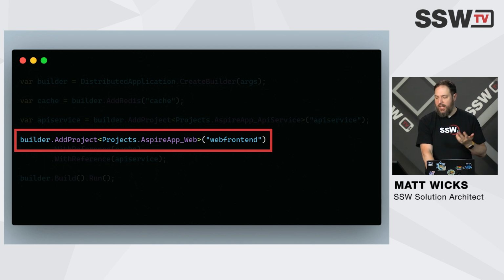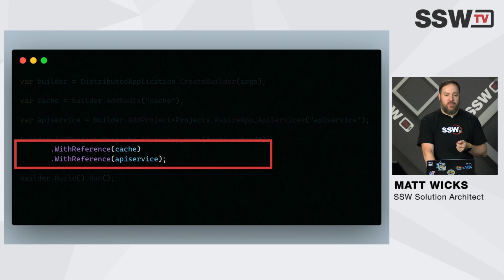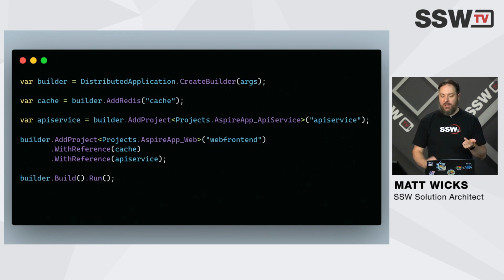Next, we're building a web, and that's called web frontend. So that's going to have some references to our cache and to our API service. So we've essentially got a web API that talks to a cache and an API service, and this is all codified. It's pretty easy to understand.